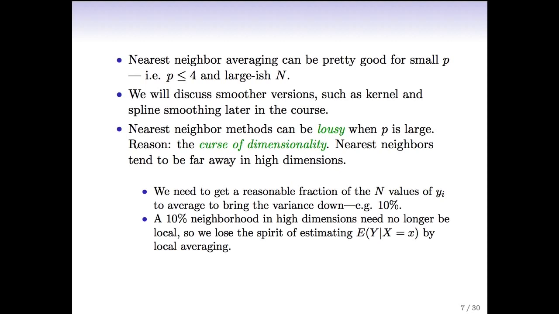What it boils down to is that nearest neighbors tend to be far away in high dimensions. And that creates a problem. We need to get a reasonable fraction of the n values of yi to average to bring the variance down. So we need to average a number of points in each neighborhood so that our estimate has a reasonably small variance. And let's suppose we want 10% of the data points to be in each neighborhood. The problem is a 10% neighborhood in high dimensions need no longer be local. So we lose the spirit of estimating the conditional expectation by local averaging.